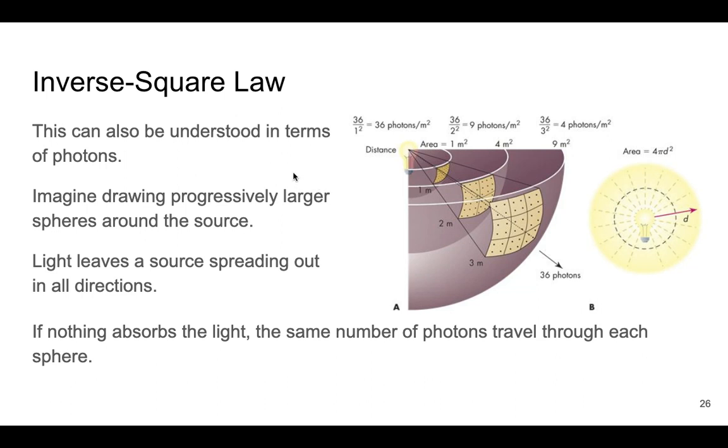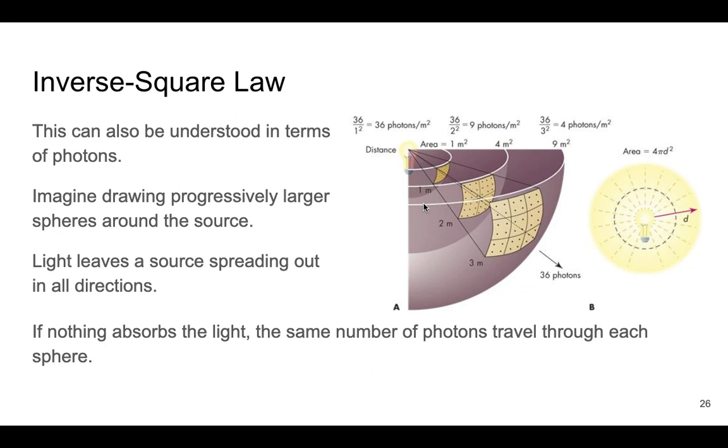So we can also understand this in terms of photons. Again, photons are the particles of light. So imagine you have a light source. Here's a light bulb, and you draw these transparent spheres all the way around the light bulb. So the spheres aren't eating up any of the light. They're just letting it go through. Now notice these spheres, only a quarter of it is shown, but the sphere goes completely around the light bulb. So any light that leaves this bulb has to go through this sphere and through this sphere and through this sphere.